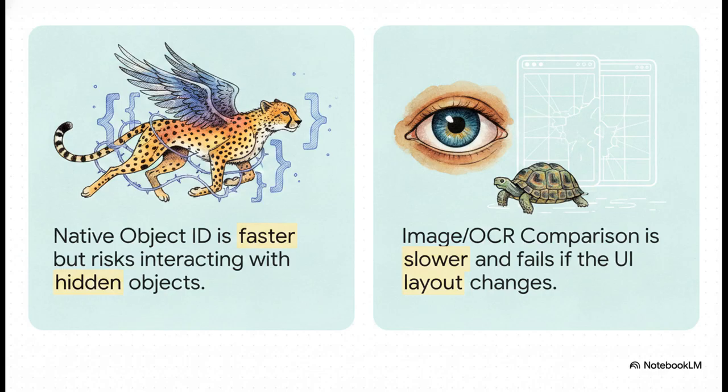On the flip side, image and OCR comparison is full GUI-based testing. It sees exactly what the user sees. But it tends to be much slower because it's comparing pixels. And if your UI layout changes even slightly, your automated tests will instantly fail. You always have to choose the right tool for the specific risk you're trying to mitigate.